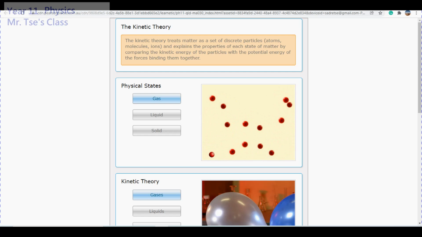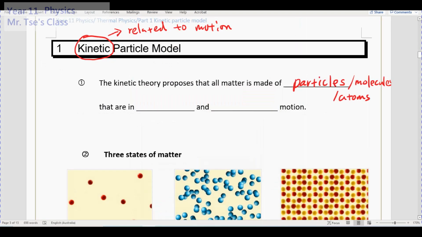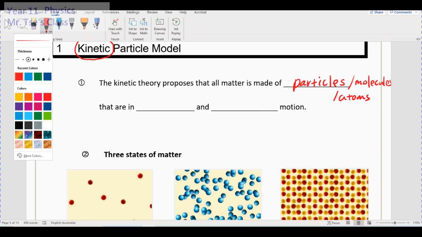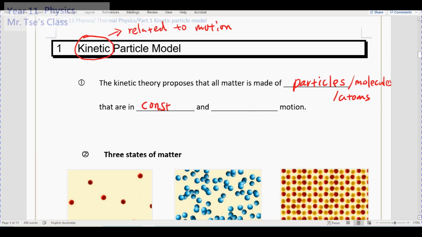So that's how we can visualize and understand the kinetic theory. Kinetic theory is about how we can describe those motions when particles are in different states of matter. So the keywords here should be, first, constant, which means they are always moving, and random, which means you don't know which direction a particular particle will move in at a particular moment.